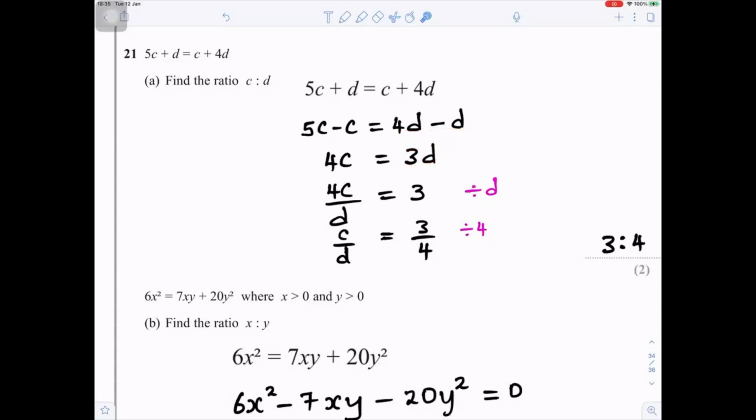Now we can divide both sides by d. If you divide by d there, divide by d there, this would cancel. So it will be 4c over d is equal to 3. Now if we divide both sides by 4, so 4 will cancel there, it will be 3 divided by 4. So c over d is 3 over 4, which is like 3:4.